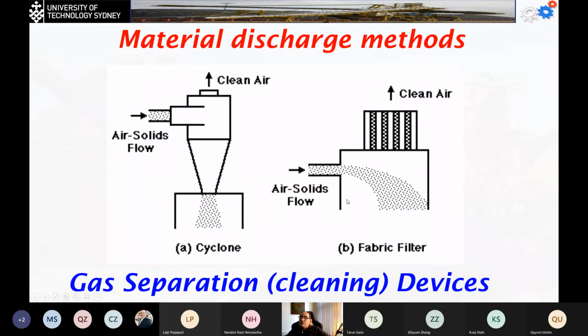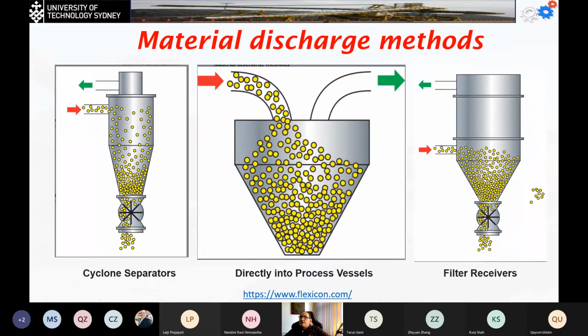The other way we can do this is using the fabric filter. The fabric filter allows the air to escape, but the heavy material is accumulated at the bottom. This is the cyclone separator as we mentioned earlier, and this one goes directly into the process vessel. Of course, we should have a certain filter to let the air escape, and we can have the filter receiver.